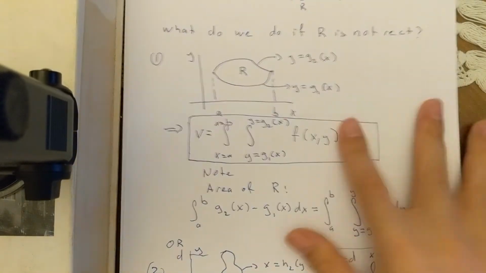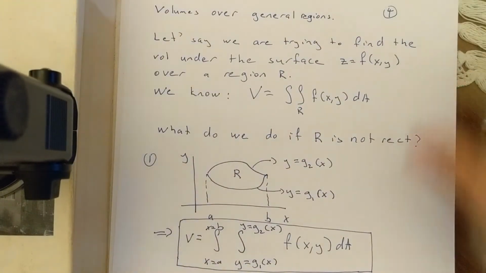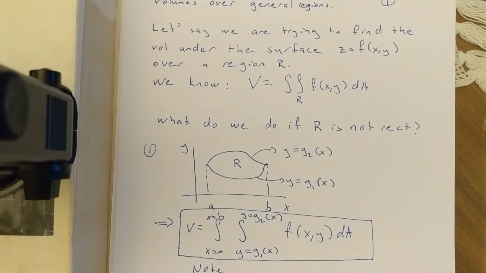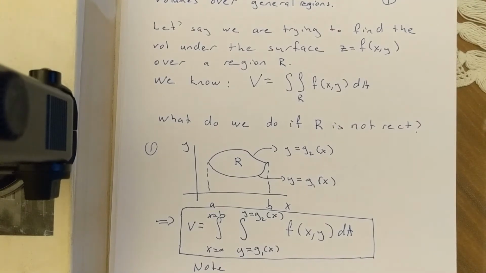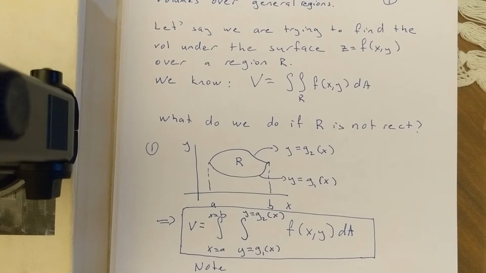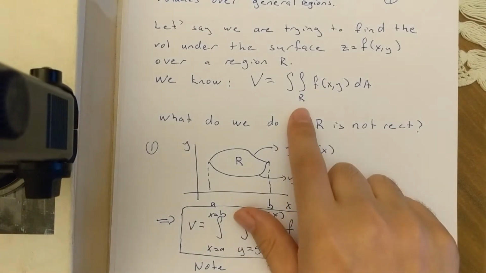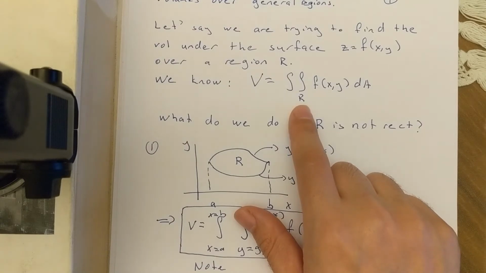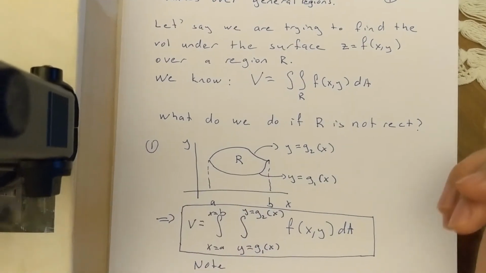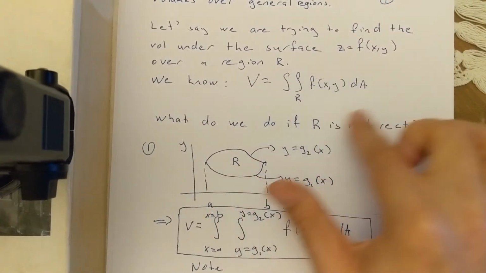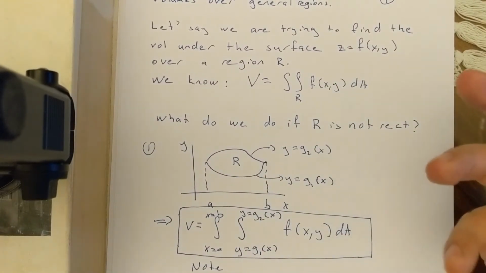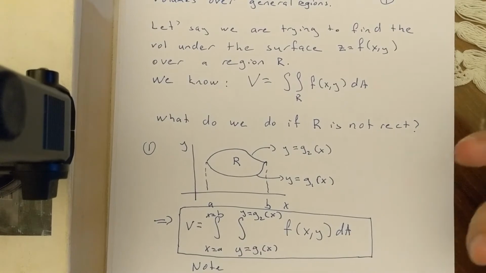Let's say we are trying to find the volume under the surface z equals f of x, y over region R. And now R is not a rectangle, it's just any old region. Now we know that the volume is always going to be the double integral over the region of the function, okay? So how do I interpret this? How do I change it into good old double integral when the region is not rectangular?